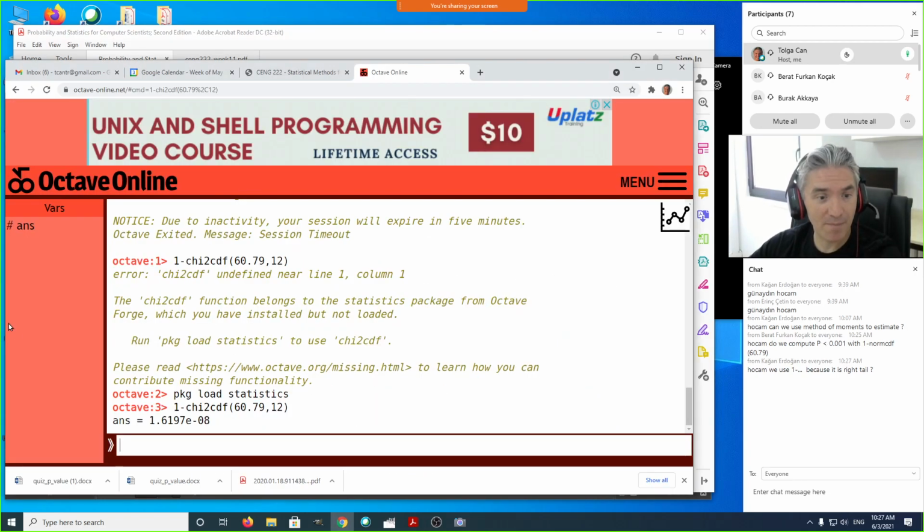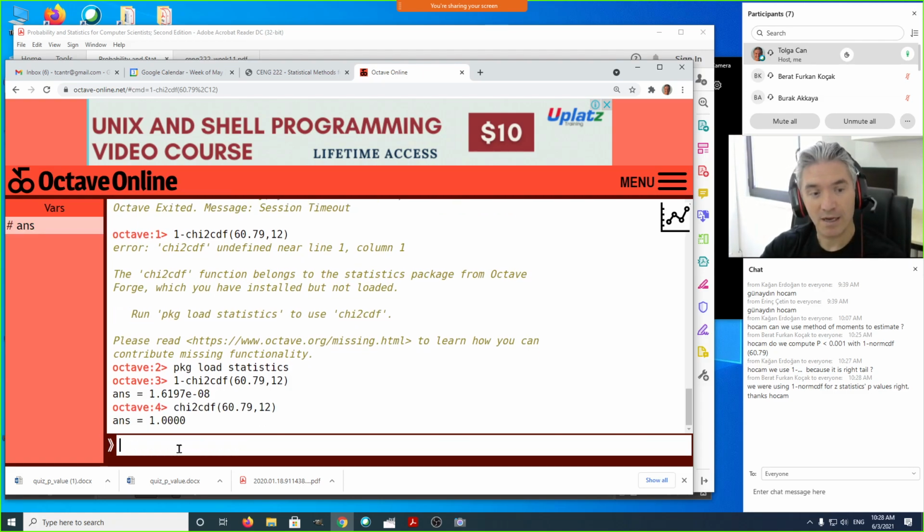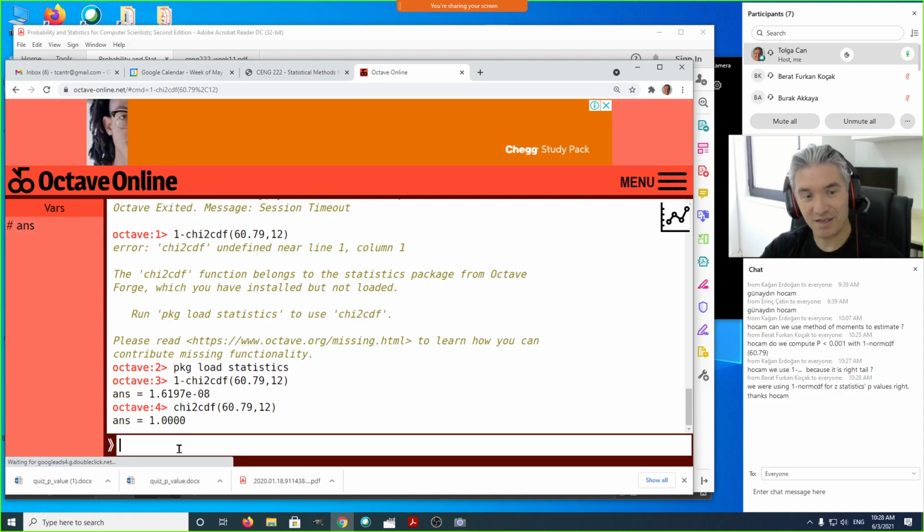Exactly, we use that 1 minus thing because it's the right tail distribution. So if we do this like this, the area under the curve to the right-hand side, because this chi-square, if we do it like this, it gives the area of acceptance to us, because 6.79 was our value that we computed as the chi-square. So the area to the left of it is our CDF, and as you can see, it can't even compute.